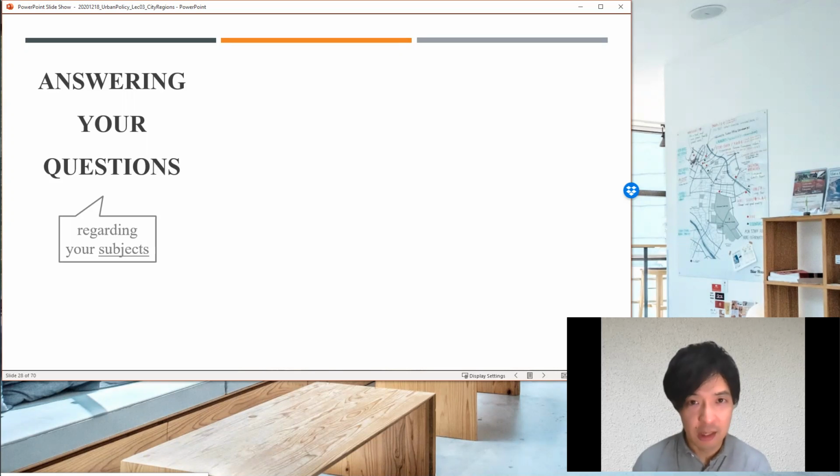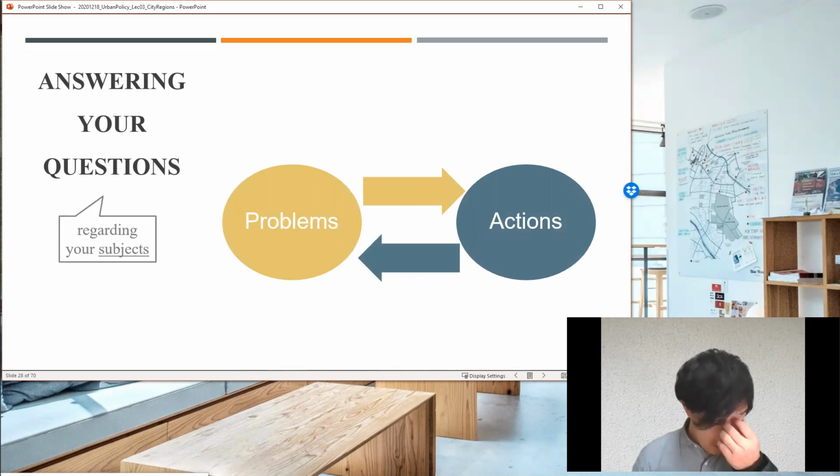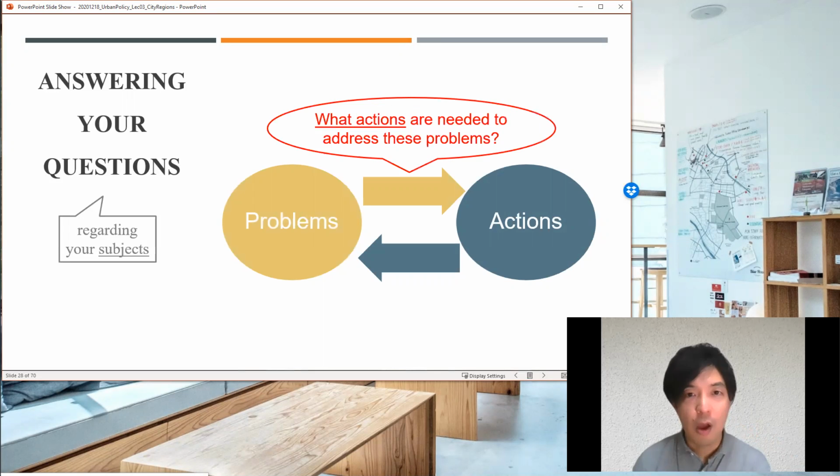Subject is the thing that you study and discuss, right? Generally speaking, the subjects of policy research are the relations between problems and actions. So suppose you raise a question like this: What actions are needed to address these problems? Then you should answer this question. Your answer may be this: problems should be tackled by strict legal measures, for example.